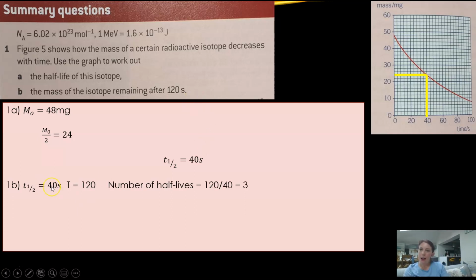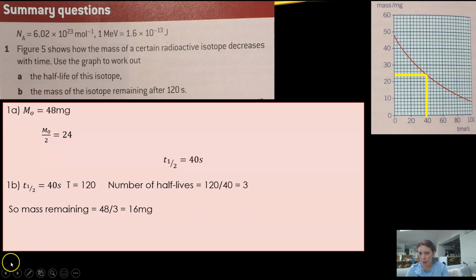The second part wants you to work out the mass of the isotope after 120 seconds. So figure out how many times 40 fits into 120. That's 3. So it's gone through 3 half-lives, okay?